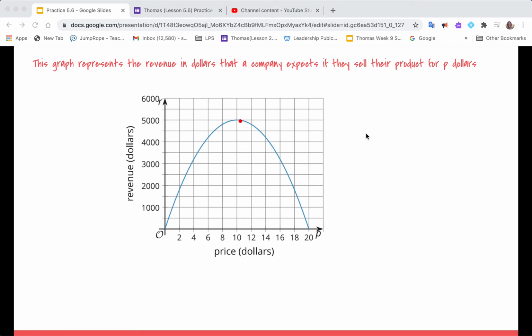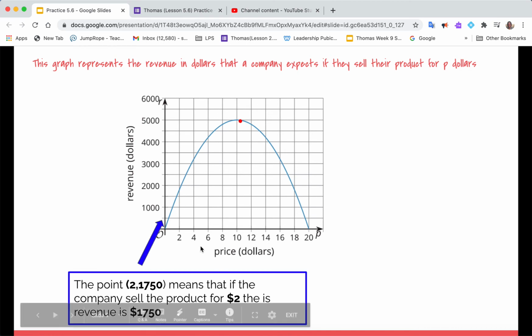The first question we're asked is to interpret the meaning of the point (2, 1,750). So where is that located on our graph? If we're checking that out, it means that the point on the x-axis is 2, and our y is going to be 1,750. So this is where we're going to find that point. And what that means in this case is that when the product is sold for $2, the revenue that the company will make is $1,750.